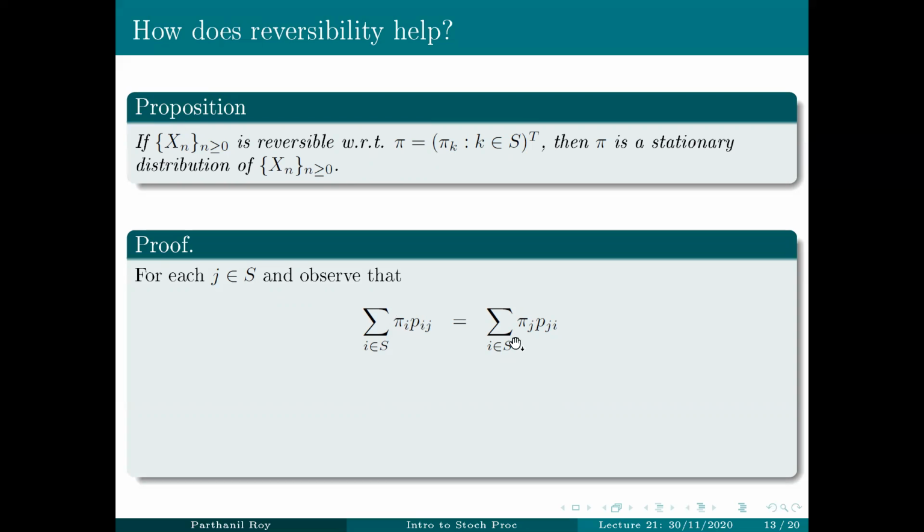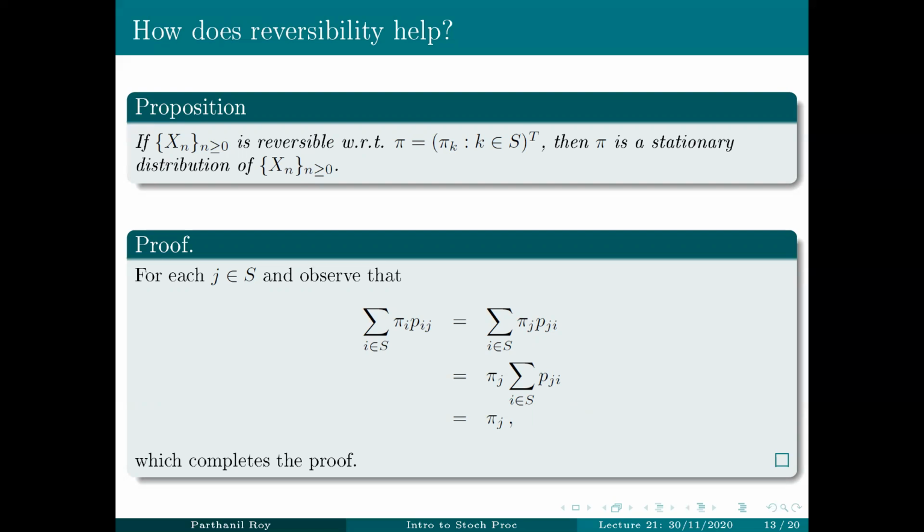Now, of course, this is a sum over i, so pi j can come out. You'll just have pi j times the sum over pji. But P is a transition matrix, so this sum has to be 1. So therefore this is equal to pi j. And that shows that indeed pi is a stationary distribution.